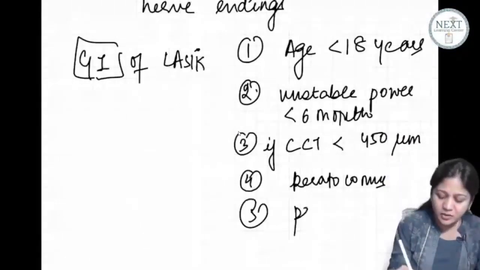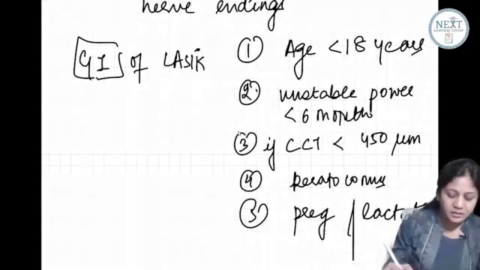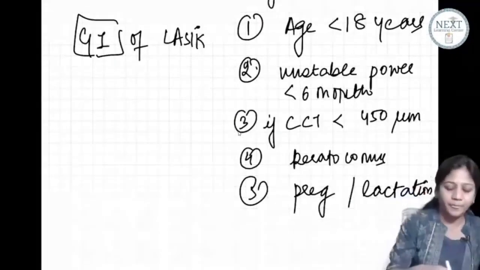The next one, as she said rightly, is pregnancy and lactation. The same thing, the number gets unstable in pregnancy, lactation. That is why you should never do a LASIK here. Okay?